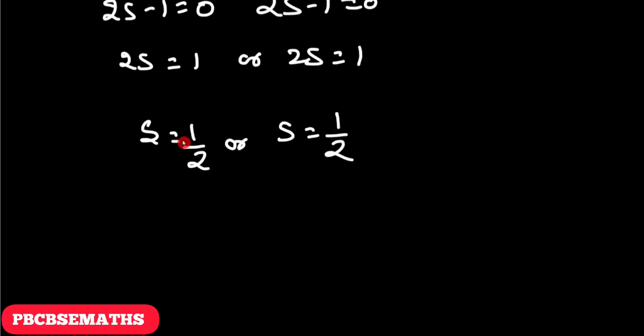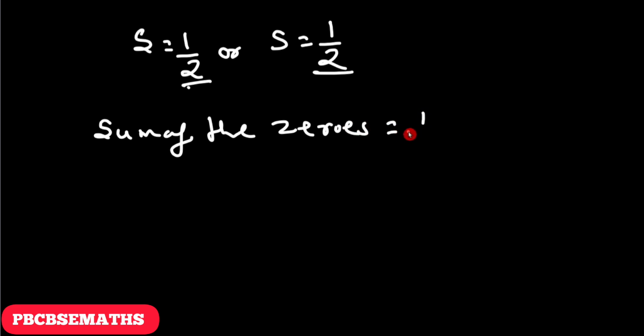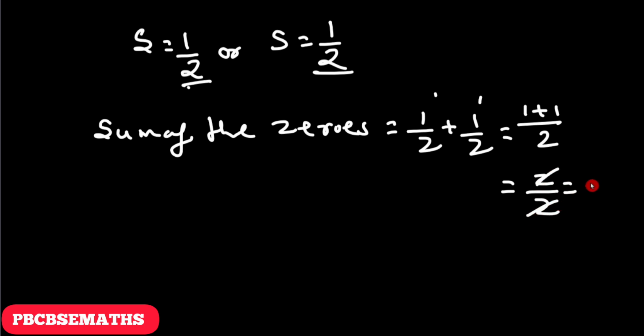So here we have two zeros which are half and half. Now let's find out the sum of the zeros and the product of the zeros. So let's first find out the sum of the zeros. Sum of the zeros is equal to 1 by 2 plus 1 by 2, which gives us 1 plus 1 by 2, that is 2 by 2, which gives us 1. So sum of the zeros is equal to 1.